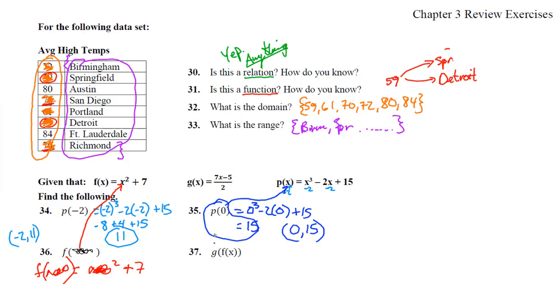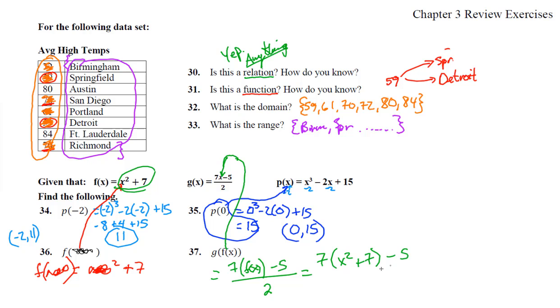G of f of x. So we're going to take g, and we're going to take f of x and stick it right in there. Yeah, f of x is going to go right there. So that is going to equal 7 times f of x minus 5 all over 2. So simplify that a little bit more. We know what f of x is. F of x is this right here. So we get 7 times x squared plus 7 minus 5 all over 2. And notice what we did. We took that entire function, f of x, and we stuck it into the g function. Wow, that was cool.